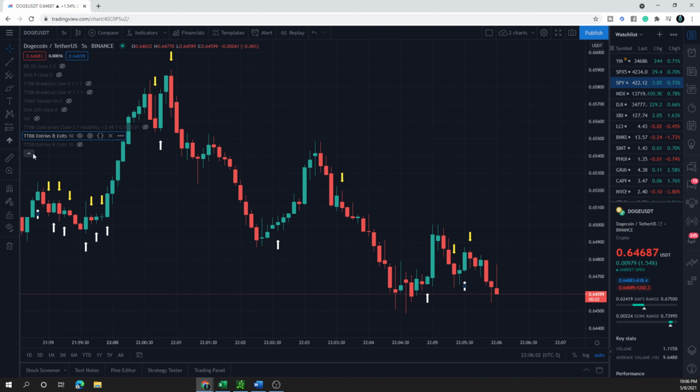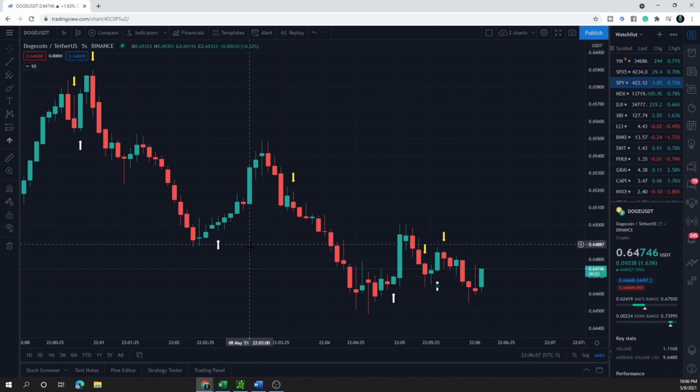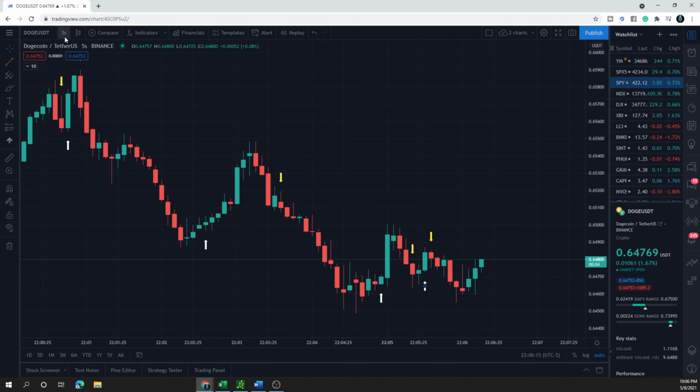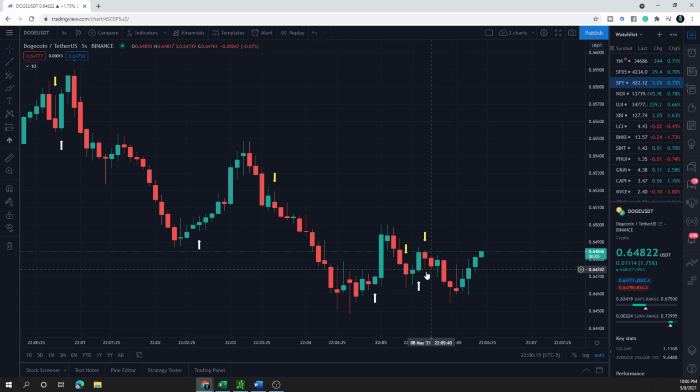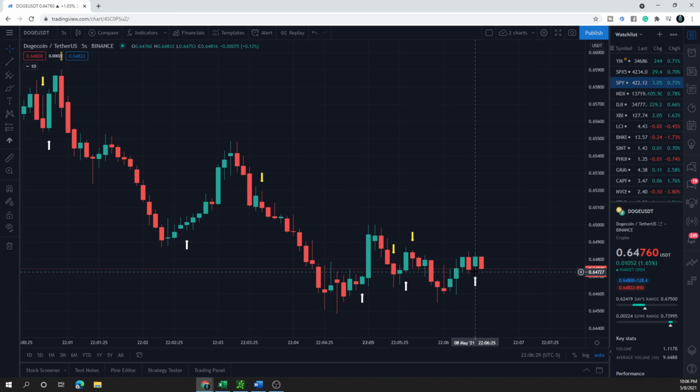Alright. Once you have that all set up, how this works is you just go with the flow of the arrows. I'm currently watching Dogecoin. This is on the 5-second chart, so you can see the price action and the candlestick action with the arrows a lot quicker.